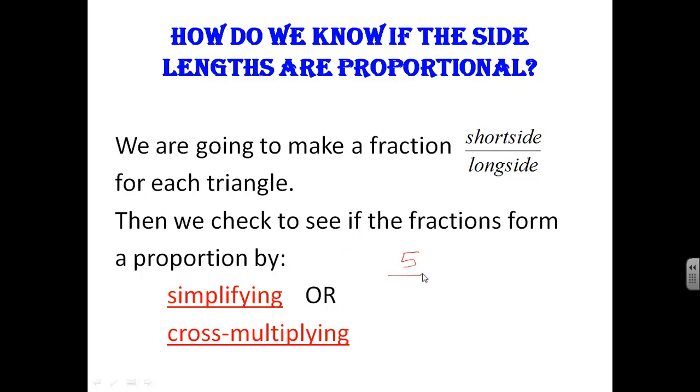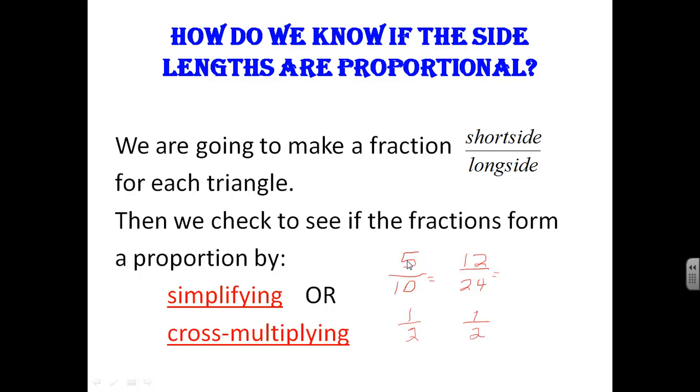Let's say that in one triangle the short side was 5 and the long side was 10. And in the other triangle the short side was 12 and the long side was 24. What does 5/10 simplify to? Write it right down here. And then what does 12/24 simplify to? Do they simplify to the same thing? They both simplify to 1/2.